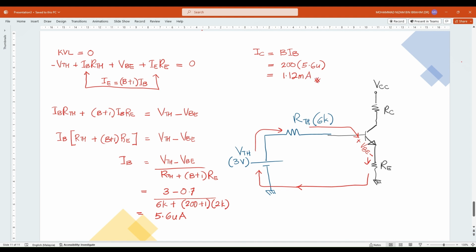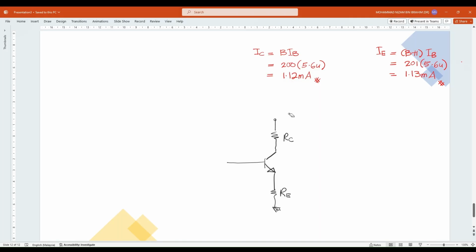IC is 1.12 milliampere. IE is 1.13 milliampere. We will redraw the output circuit. VC is the voltage between the collector and ground. Write a Kirchhoff voltage law around the output loop.